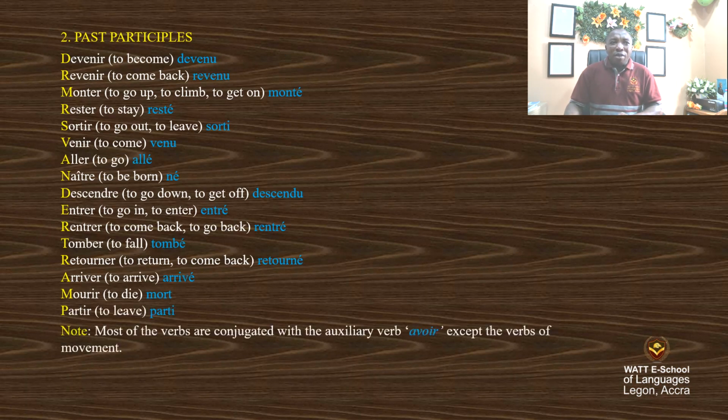Note, most of the verbs are conjugated with the auxiliary verb avoir, except the verbs of movement. All these are verbs of movement. They are not conjugated with the verb avoir, but most other verbs are conjugated with the verb avoir in the passé composé, except these verbs of movement. Please take note of them. So it means that you should know the verbs of movement.